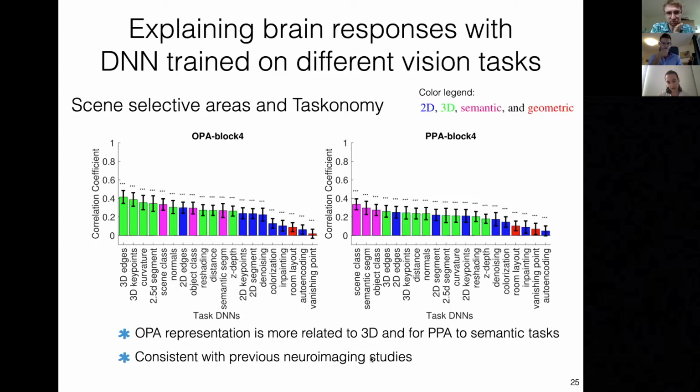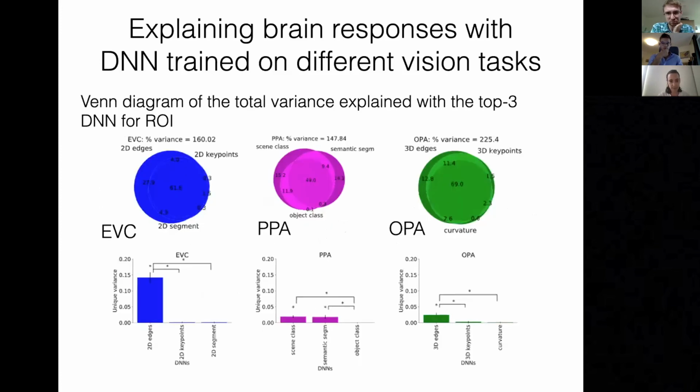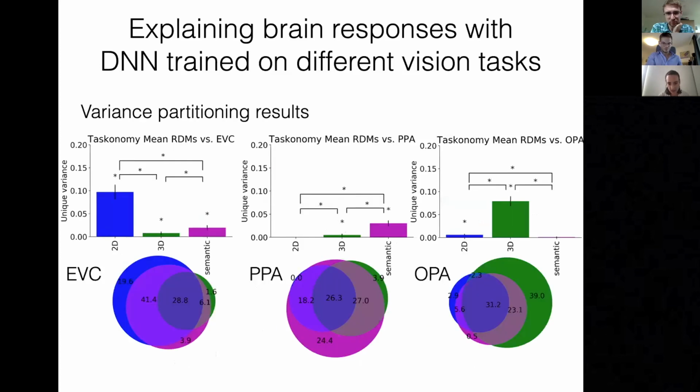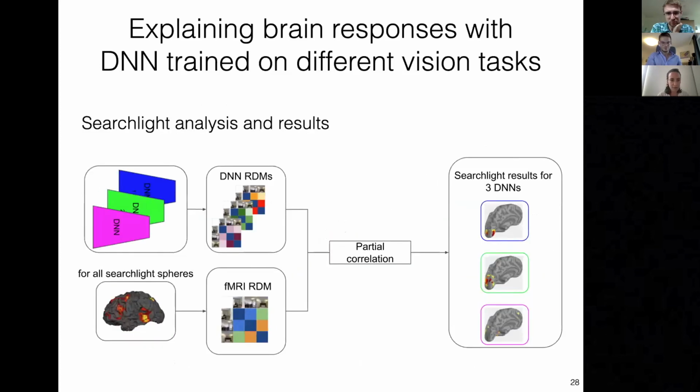So this is also consistent with previous neuroimaging studies that didn't use this kind of models, but other techniques like behavioral models or other kinds of models. And we also did some variance explained with this top 3D, and we also have consistent results. I'm going to go a bit quickly here because I'm running out of time.